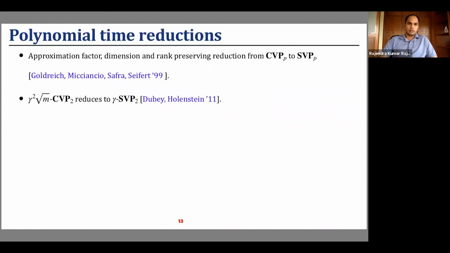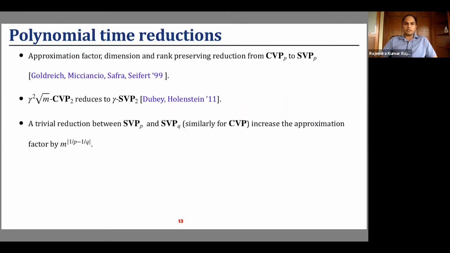And now let's talk about reductions between CVP and CVP, and SVP and SVP, in different L_p norms. One trivial way of getting a reduction is by using the norm inequalities. We can show that there is a reduction from SVP_p to SVP_q which increases the approximation factor by m to the power 1/p minus 1/q.